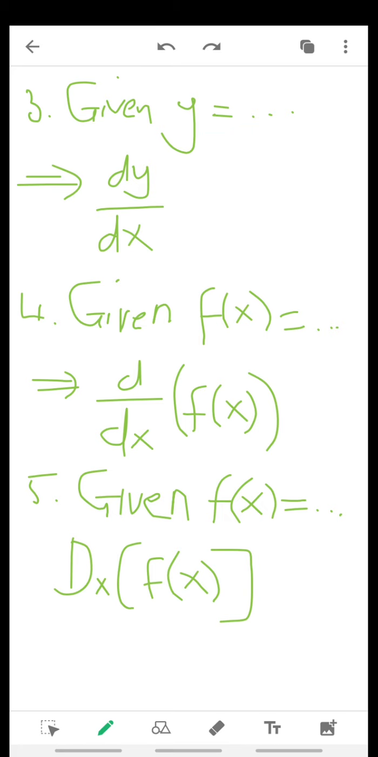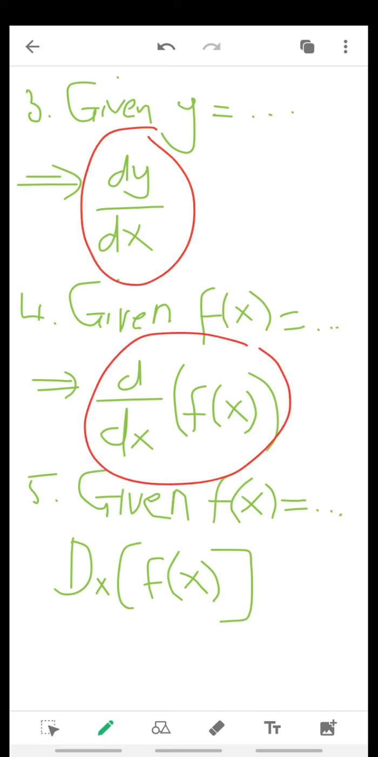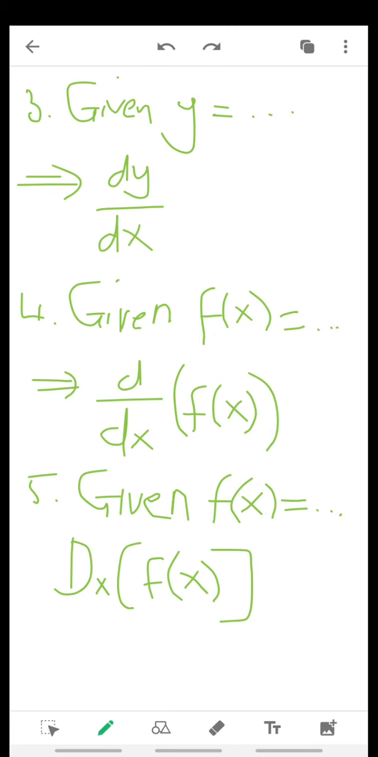Okay, then the fourth notation that we have here, if I give you an equation in the form of f of x equals to something, then I may say to you, find d over dx f of x. Look at the difference between the third and the fourth notation. With the third notation, you say dy over dx. That's when you're deriving, then you say equals to, you write your answer after deriving. But that is not the same with the fourth notation.